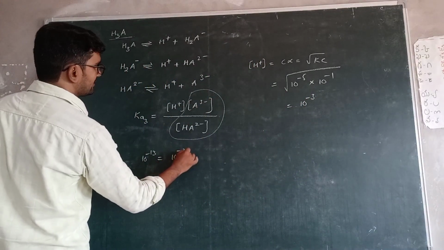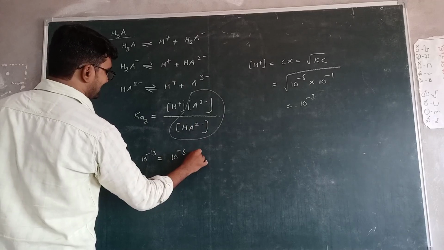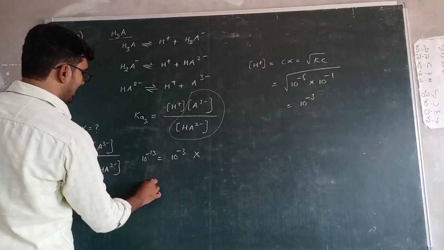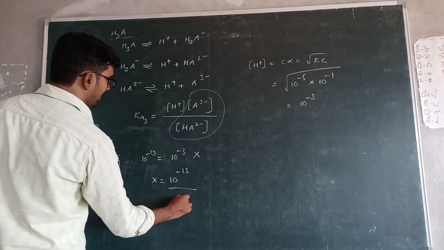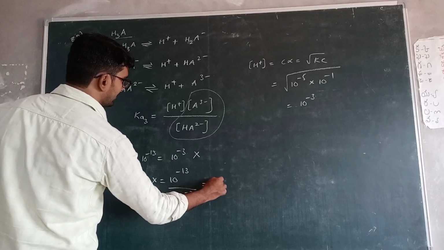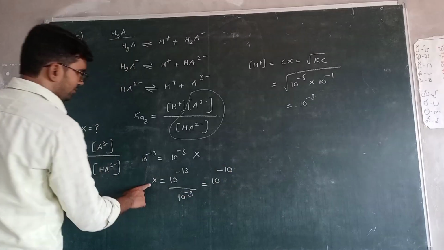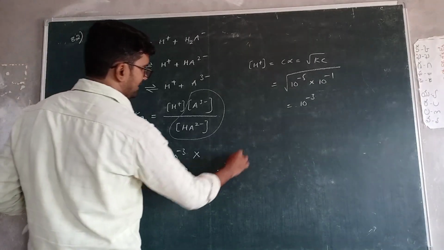10 to the power of minus 3. This one value is X. The X is equal to, move to this side, x is equal to 10 to the power of minus 13 by 10 to the power of minus 3. That is 10 to the power of minus 10. So x is equal to 10 to the power of minus 10.